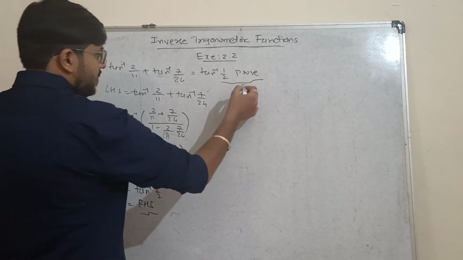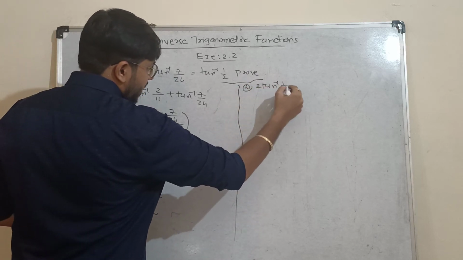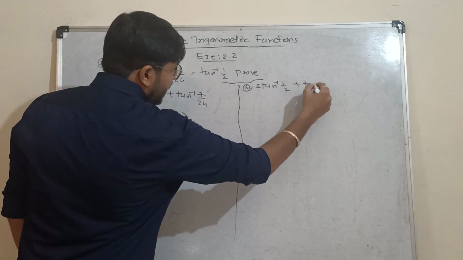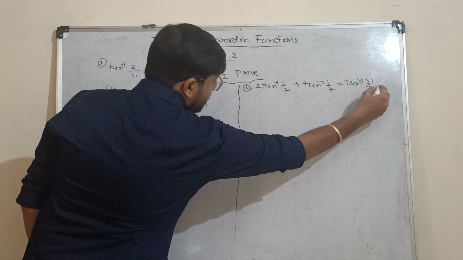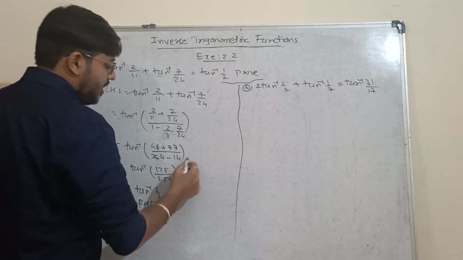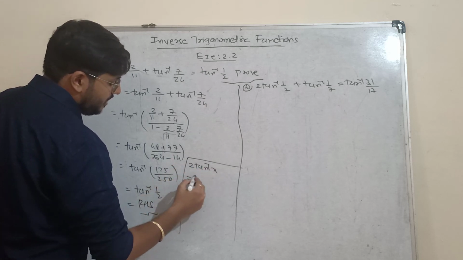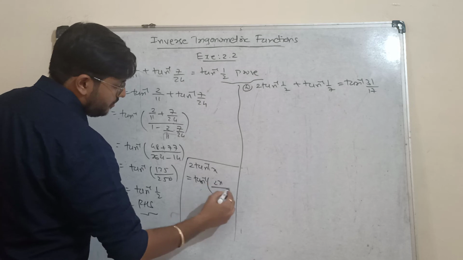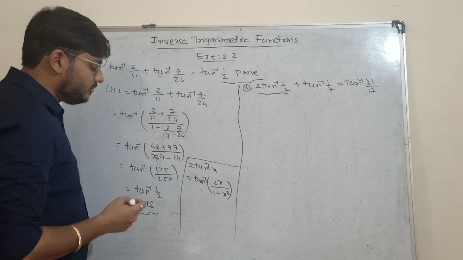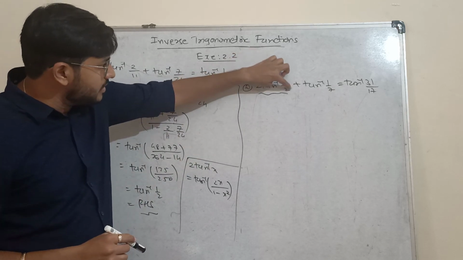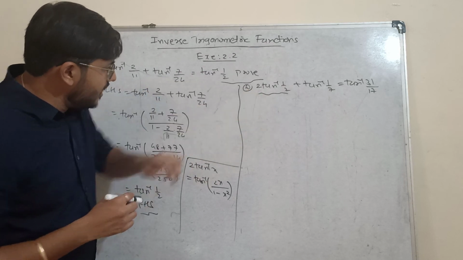Right? Then in the next question, number 4, we have 2 tan inverse 1 by 2 plus tan inverse 1 by 7, and we have to prove it equals tan inverse 31 by 70. Now let me remind you, yesterday in the last session we discussed that 2 tan inverse x can be written as tan inverse of 2x by 1 minus x square. Right? So just check this point. It's 2 tan inverse 1 by 2. So if I apply that equation, what will be the answer?